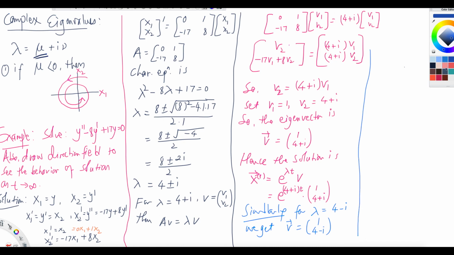Now what will be the solution in that case? The solution, let's denote this by vector x2, okay? I'm just saying that this is the second solution for the second eigenvalue and the second eigenvector. So you will get e to the (4 minus i)t, right? And then what is the eigenvector? It is 1 and then 4 minus i. Okay guys, so this is what you get for the eigenvalue, eigenvector and the solution. So we got the two solutions here.